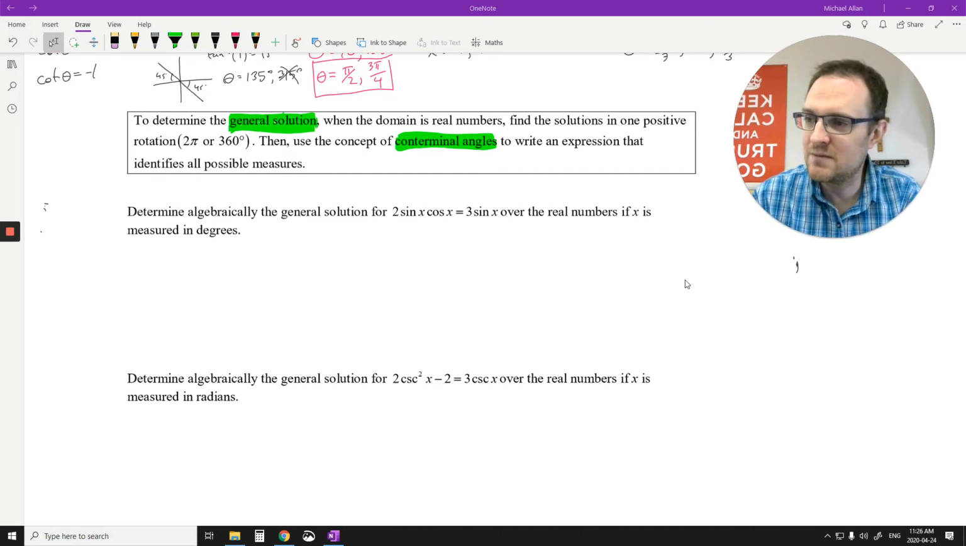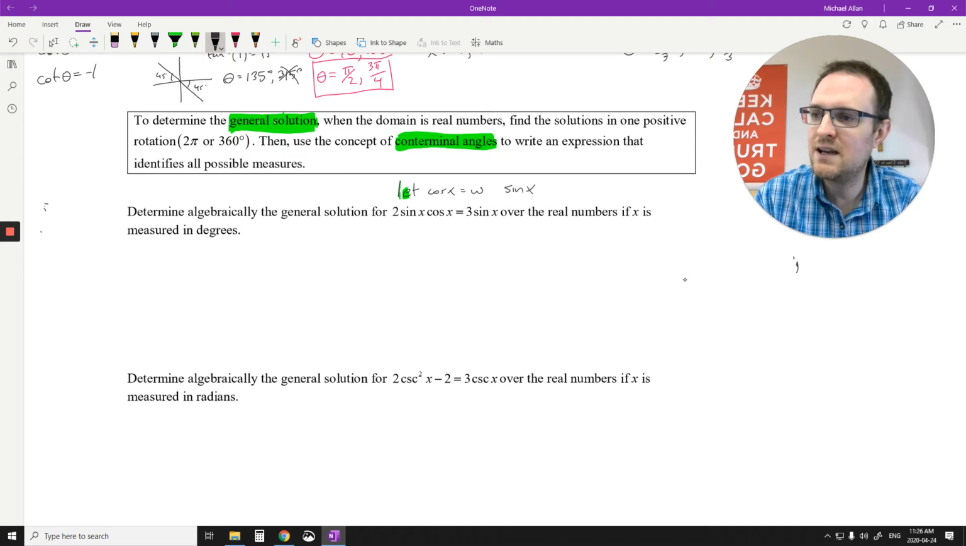So to solve some of these, now some of these are a bit weird, like this one here has sine and cos in it. There's no difference between this and the previous kind of video. In this situation, I would say you could write a let statement. You don't necessarily have to, but I'm going to write a let statement here, where I'm going to say that cos x is w and sine x is, let's go with z.